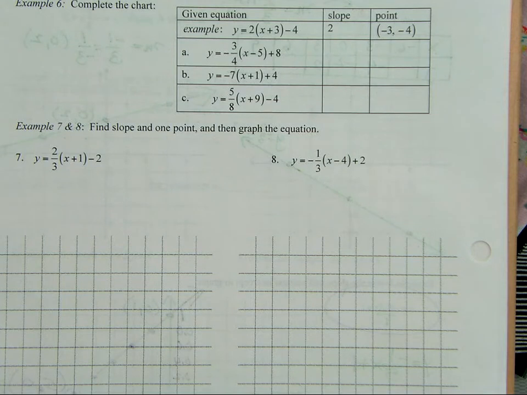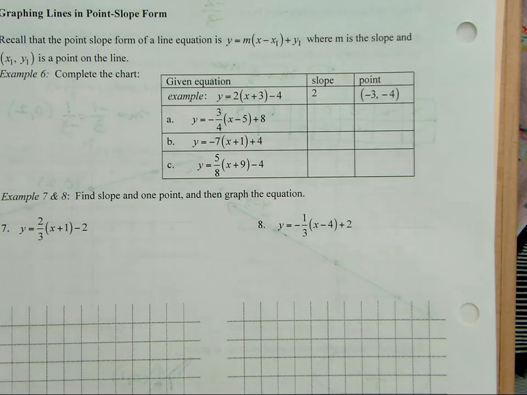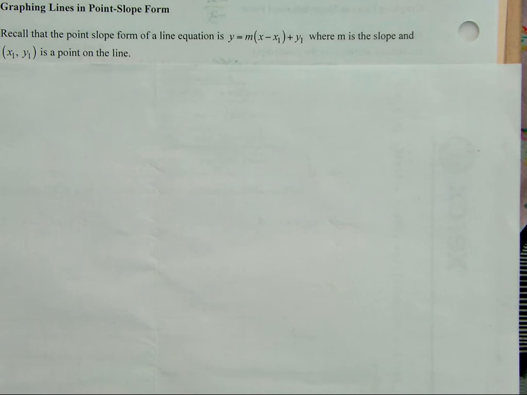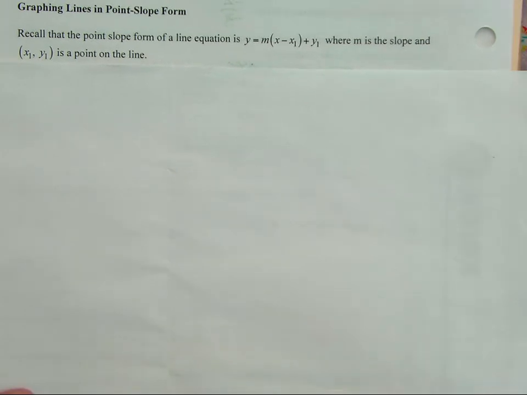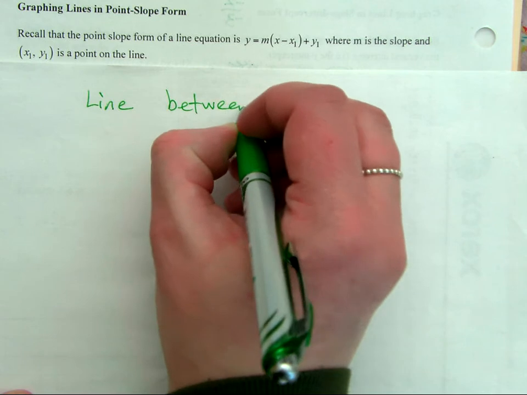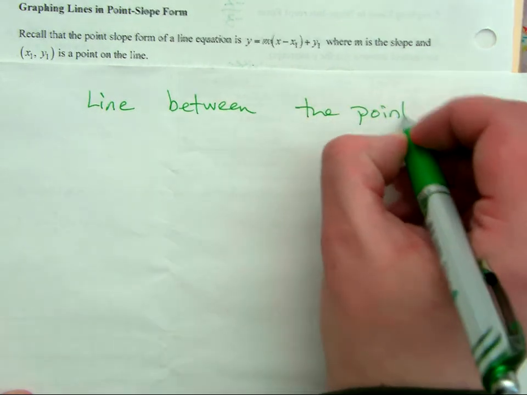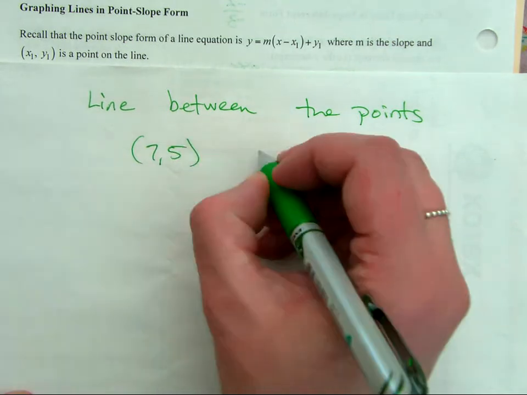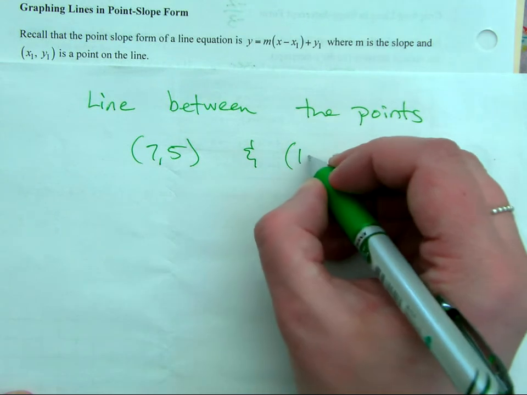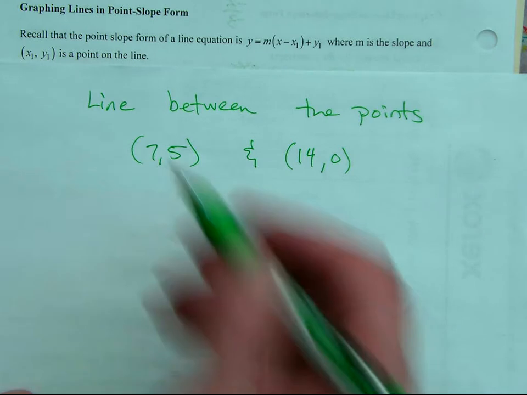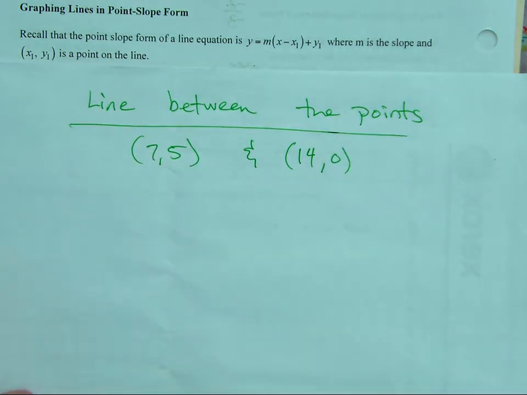Okay, now what if you have a situation, let's just say, for example, you're given 1 point and you're given the slope. Well, actually, you could even think about how you might calculate the slope. So let's say I wanted to find the line between the points, I don't know, let's make them up, (7, 5) and (14, 0). Okay? Does anybody remember how you would actually find a line between 2 points?